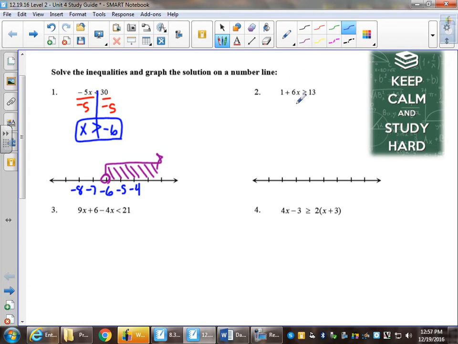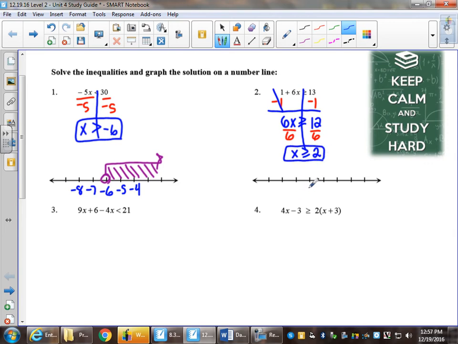Number two, line down the inequality sign. Our goal is to isolate where we see x. So for example, on this side I see that I have a +1. I can subtract 1 from both sides. Now we get 6x greater than or equal to 12. That says 6 times x, so I'll divide both sides by 6 and get x is greater than or equal to 2.